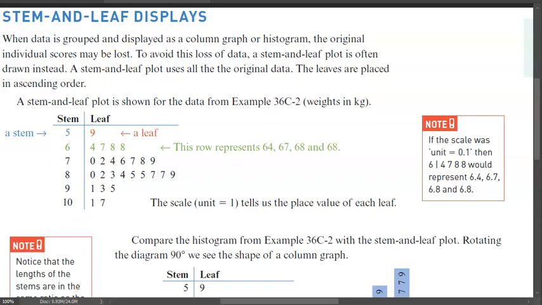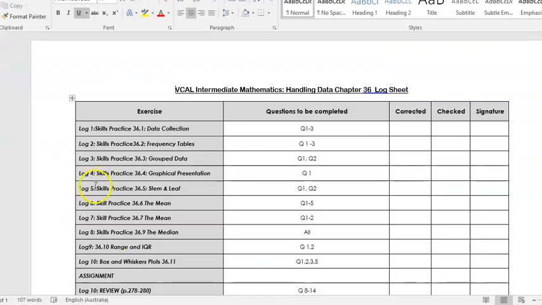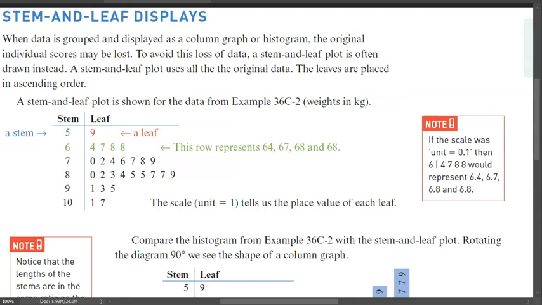The actual log sheet for this, Log 5 stem and leaf, you only need to do question 1 and question 2. So when data is grouped, remember data is just collected information. When this data is grouped and displayed as a column graph or histogram, the original individual scores may be lost. So what does that mean?